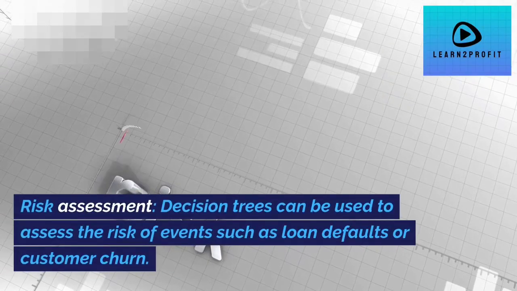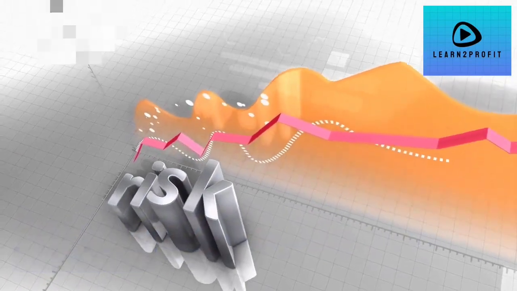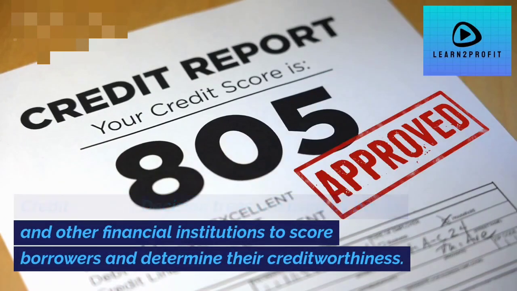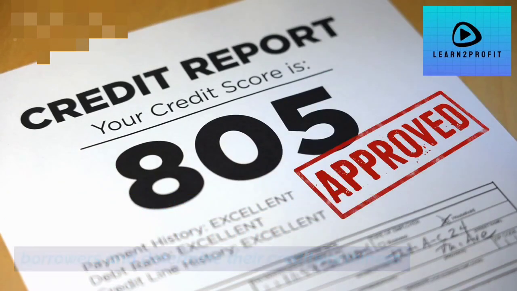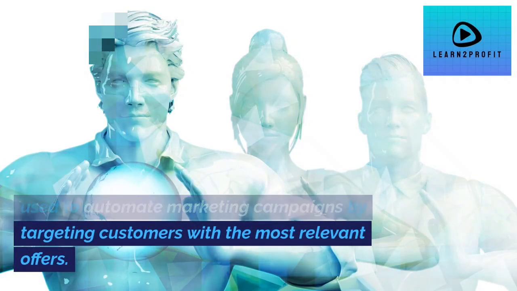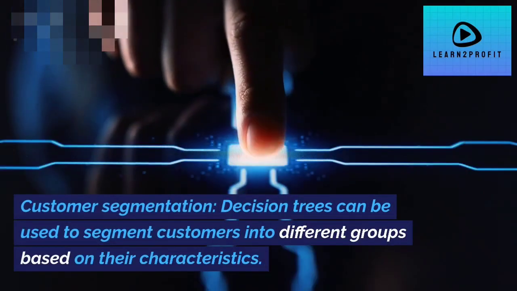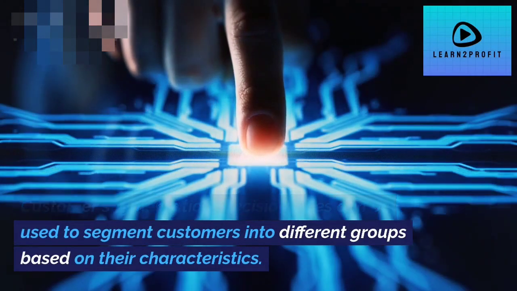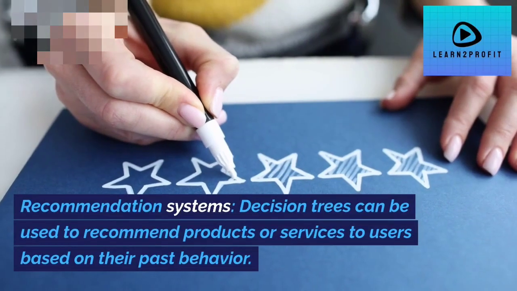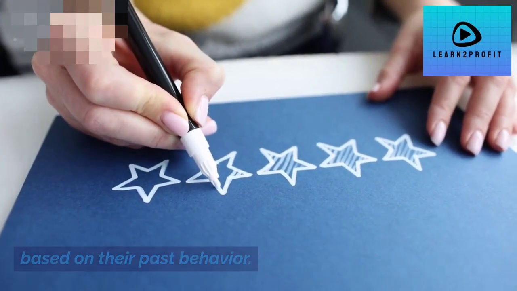Risk assessment. Decision trees can be used to assess the risk of events such as loan defaults or customer churn. Credit scoring. Decision trees are used by banks and other financial institutions to score borrowers and determine their creditworthiness. Marketing automation. Decision trees can be used to automate marketing campaigns by targeting customers with the most relevant offers. Customer segmentation. Decision trees can be used to segment customers into different groups based on their characteristics. Recommendation systems. Decision trees can be used to recommend products or services to users based on their past behavior.